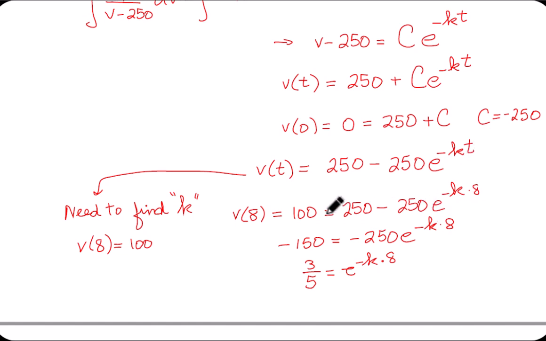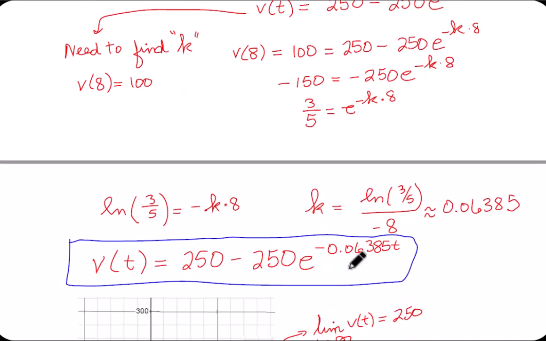And now start cleaning this thing up. Move the 250 over. Divide by a negative 250. All right, so it's getting better. I can use natural logs to solve it. And so I get an approximate number for k. And so here's my velocity.